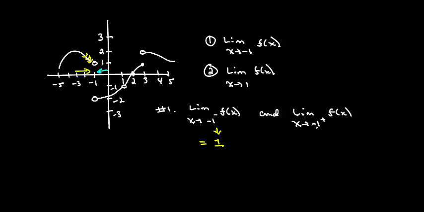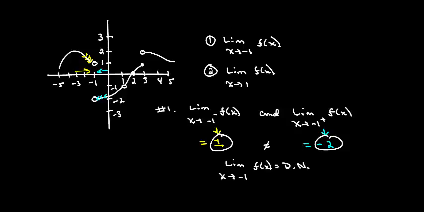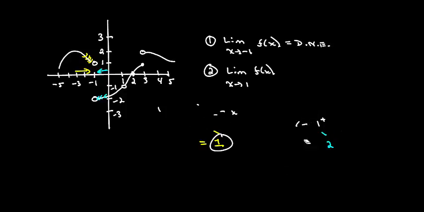Now as we come in from the other direction, as we approach -1 from the right side, our function values get closer and closer to -2. And since these two limits, the left limit and the right limit, are not the same, they're not equal to one another, we see that the overall limit does not exist. That's what you've got for this first one: does not exist.